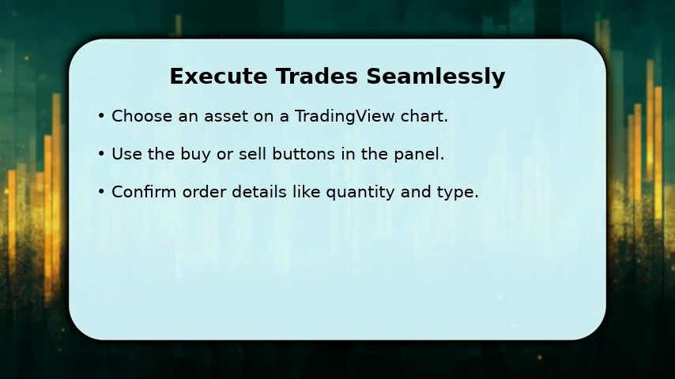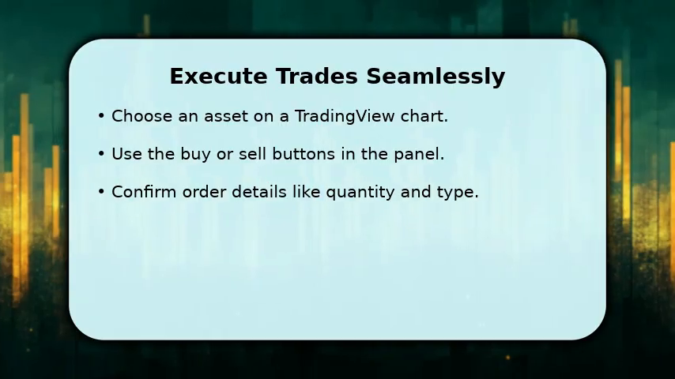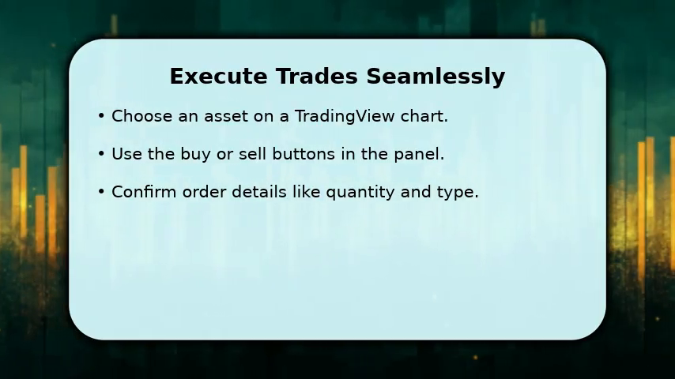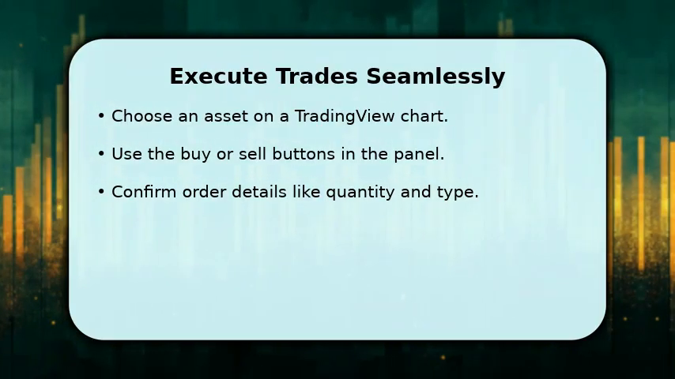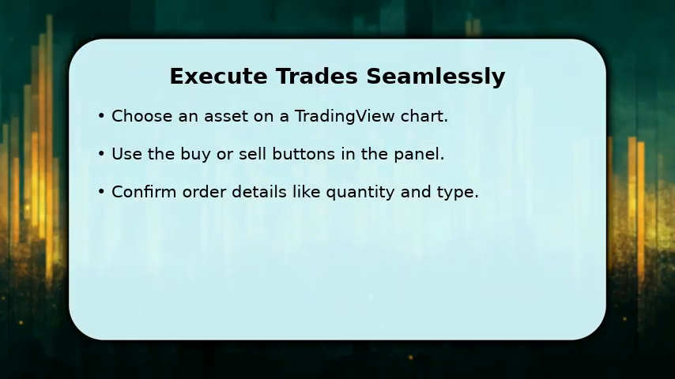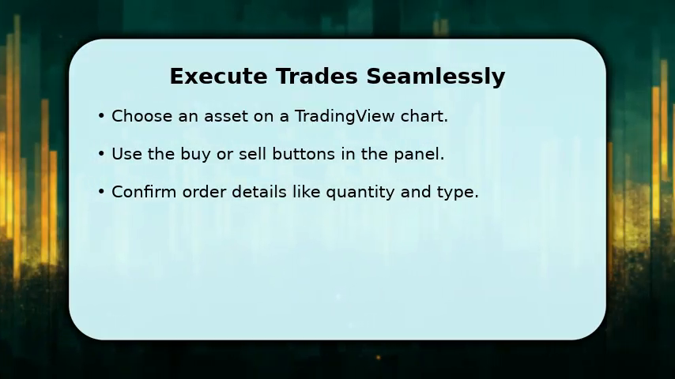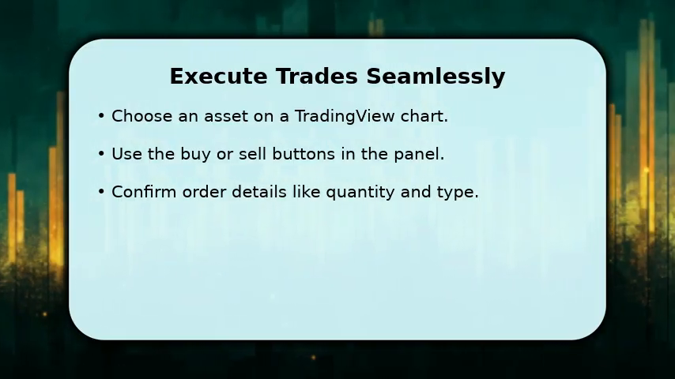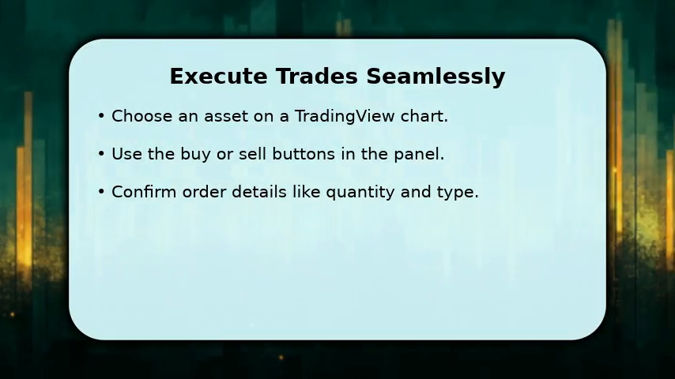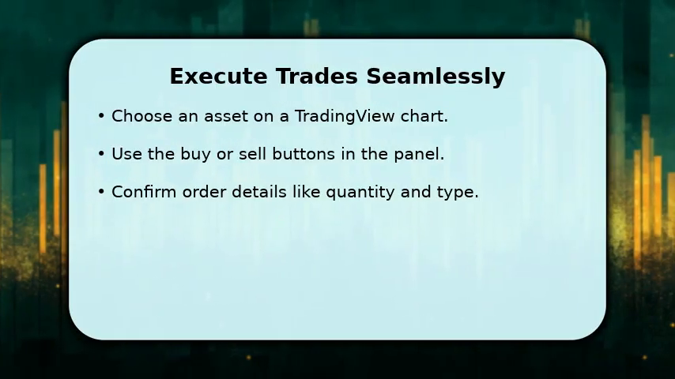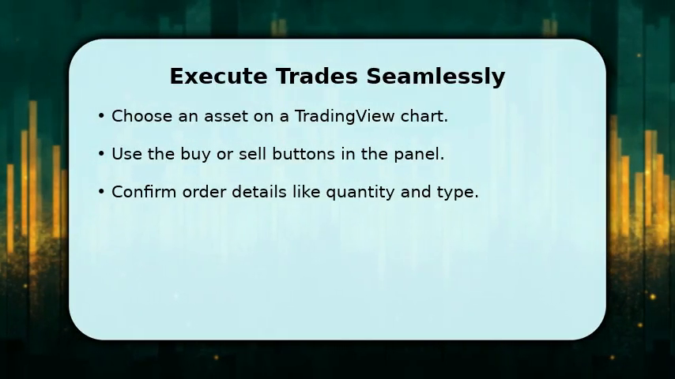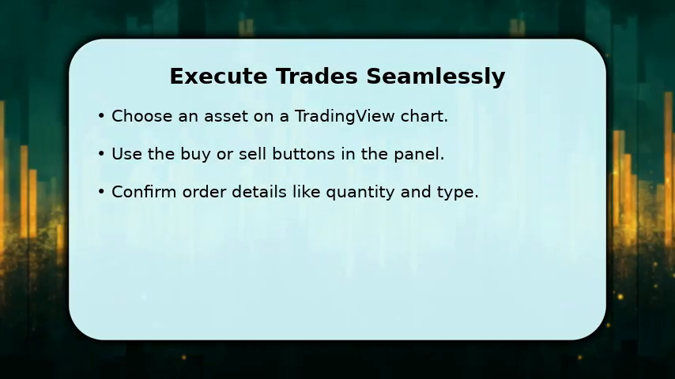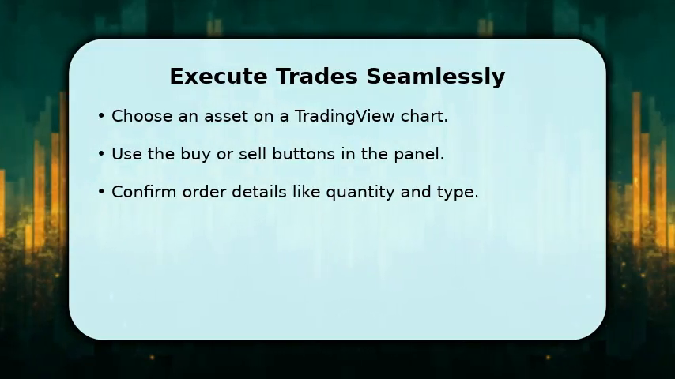Once connected, placing trades is intuitive. Select any asset on your TradingView chart, whether it's a stock, forex pair, or commodity. You'll then see clear buy and sell buttons directly within the trading panel. Click your desired action, and a pop-up will appear for you to confirm order details, such as the quantity of shares or contracts, and your preferred order type, like market or limit. Review everything carefully before execution.